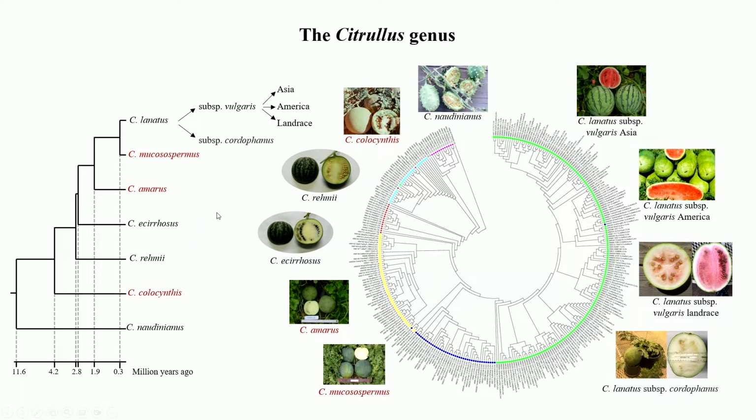Rosses and Rehmii, Colocynthis, and Naudinianus. So the 3 highlighted in red, Mycosopomos, Amarus, and Colocynthis, have been used in the breeding program. The other 3 wild species have barely been touched because we don't have enough germplasm available.